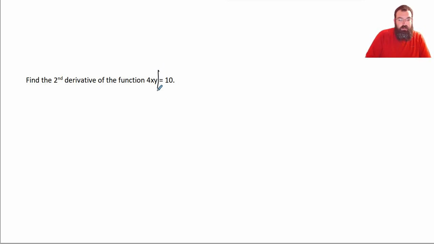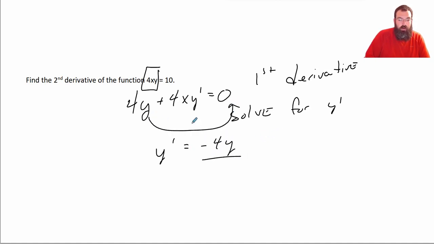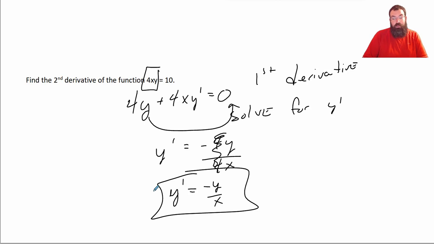So this is product rule right here. So that's 4y plus 4xy prime equals 0. That's the first derivative, theoretically. But what I have to do is solve for y prime. So y prime is equal to negative 4y, I brought this over here, over 4x. So the 4's go, so it's really negative y over x. So that's what y prime is. Okay, that worked out pretty well.